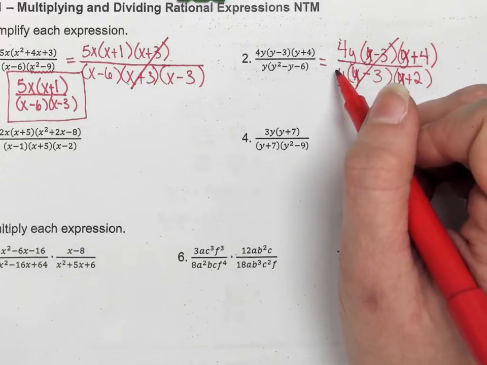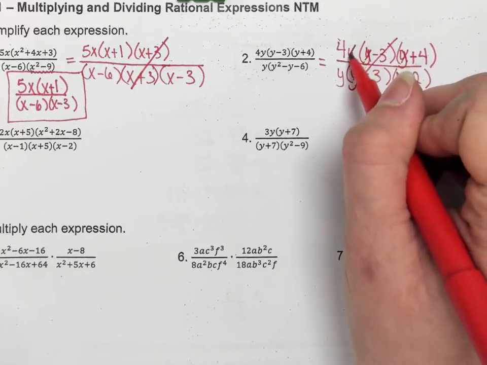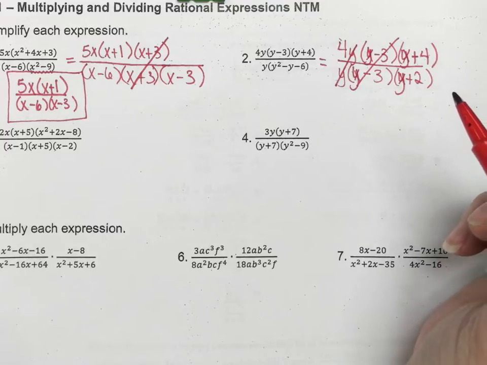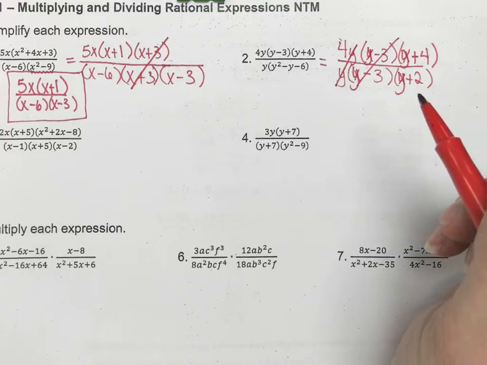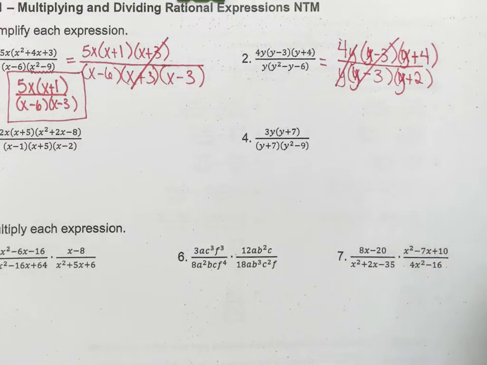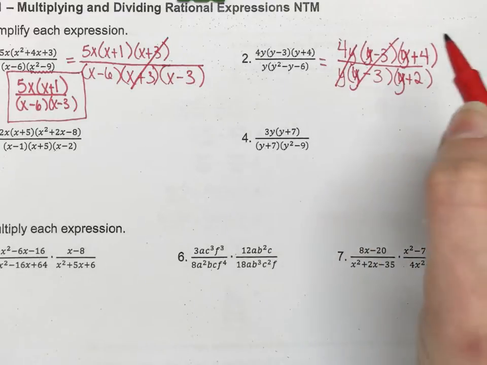No, it's just 4. When you divide the bases, you subtract the exponents. 1 minus 1 is 0, and y to the 0 power is just 1, and 1 times 4 is just 4. They cancel, okay? All right, well, do we have anything left?